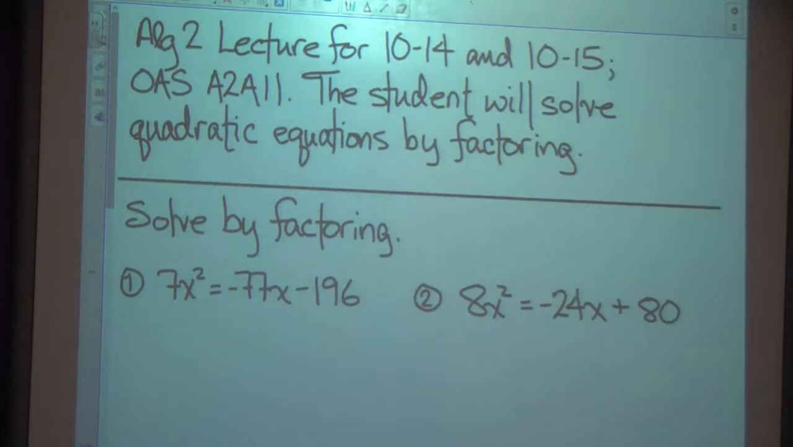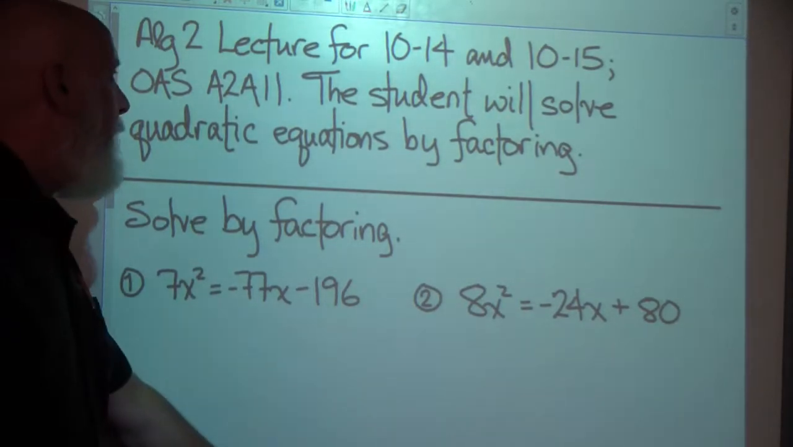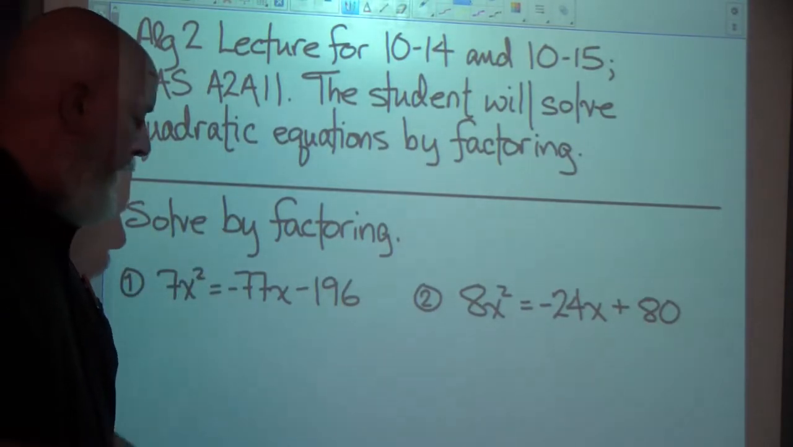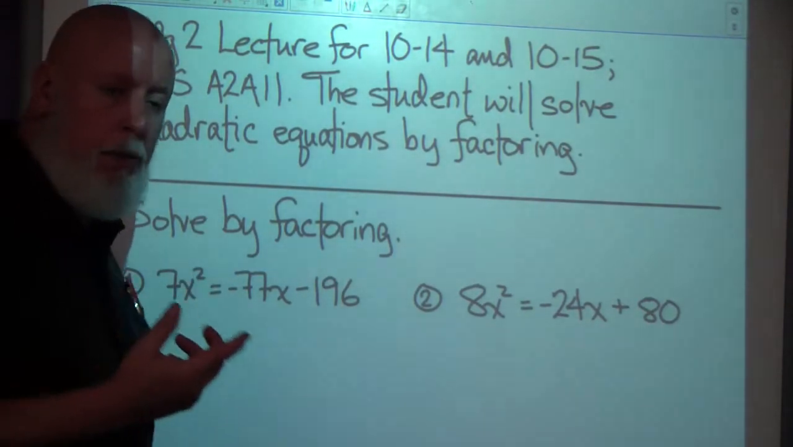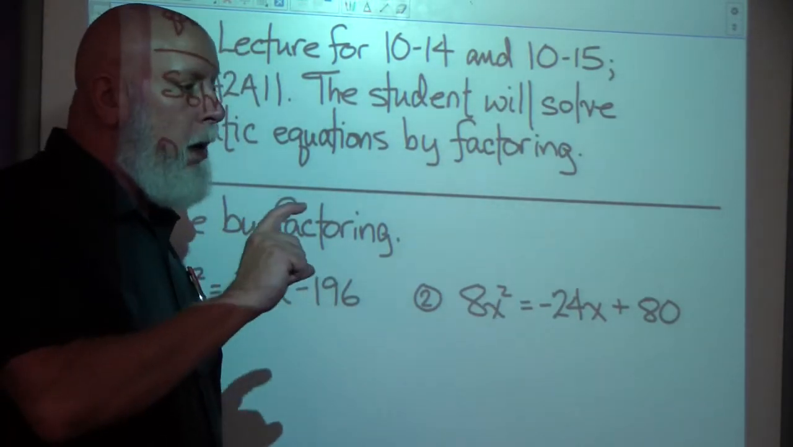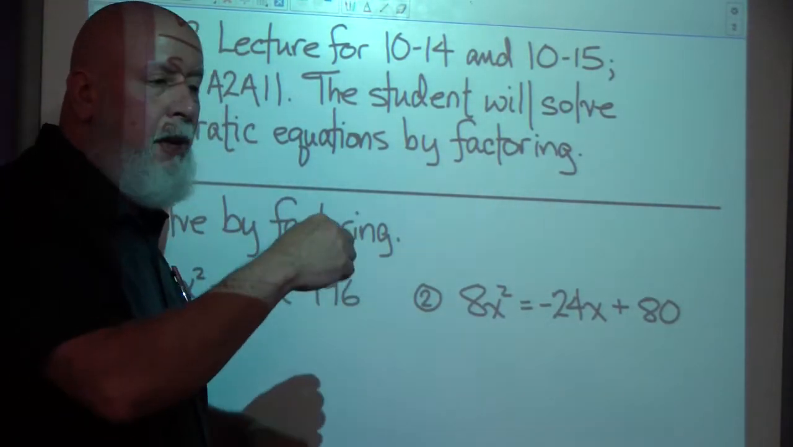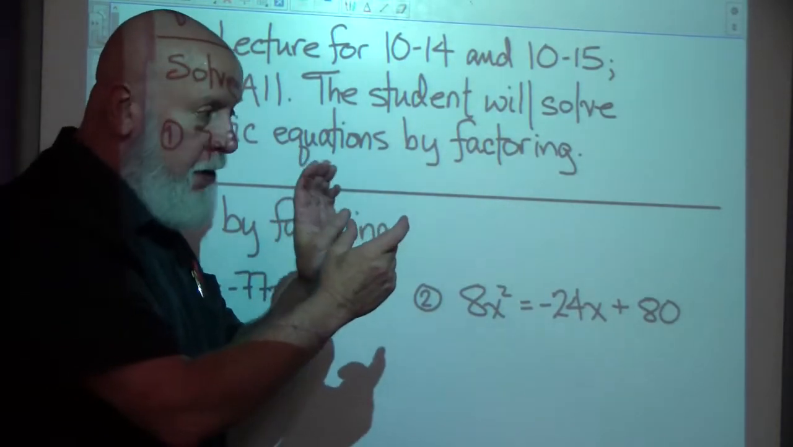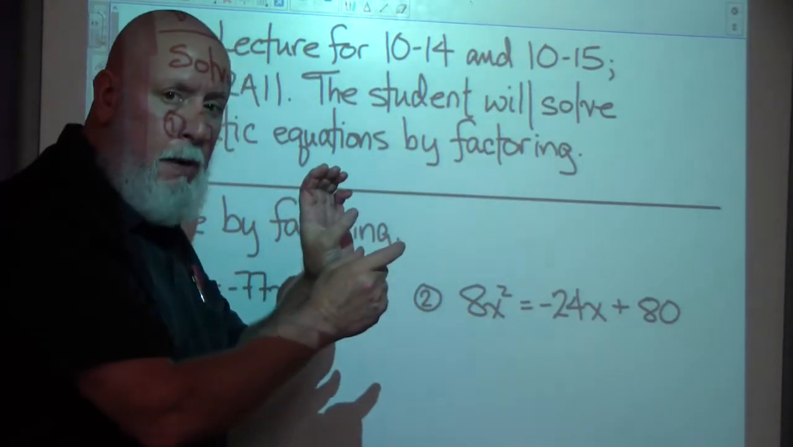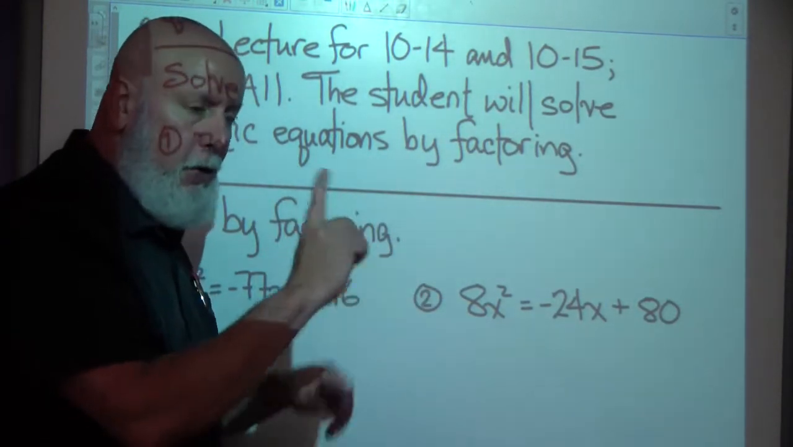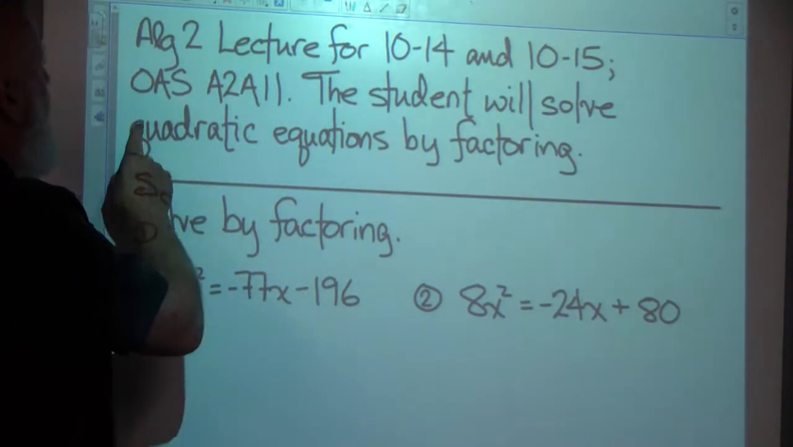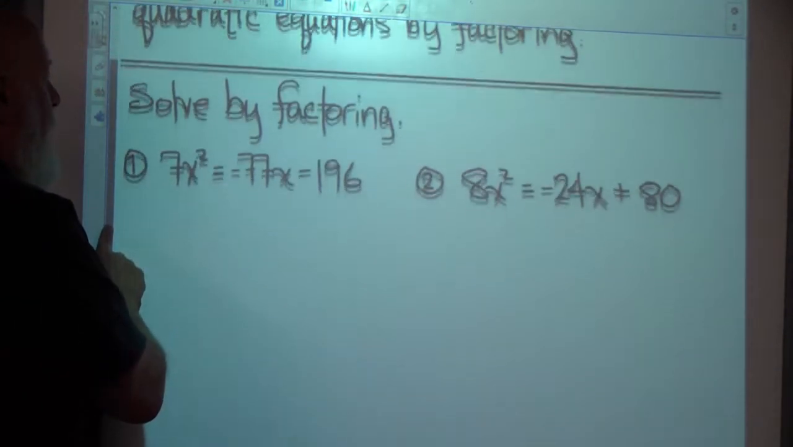This is Algebra 2 lecture for 1014 and 1015, OSA 211 again. Student will solve quadratic equations by factoring. In this case, we're going to do things that are very similar to what we've done last time, but we're going to notice that the coefficient of the quadratic term, that's the number in front of x squared or m squared, whatever your variable is, is not going to be a 1. So I'm going to show you one technique to deal with that, and there's another one that we'll do later. So here we go. We're going to solve these by factoring.